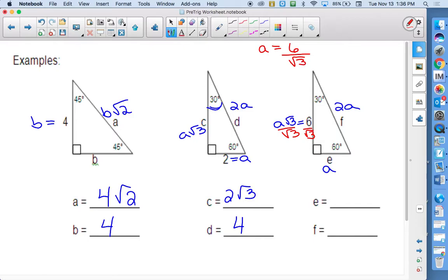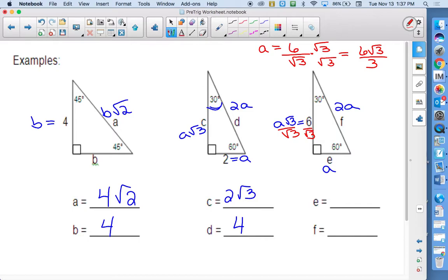Nick, do you think we can leave it like that? No. What do you have to do? You have to get the square root out of the denominator. So what do we multiply by? The square root of 3. So we've got to get that square root out of the denominator, so we'll multiply both top and bottom by the square root of 3. So then we have 6 square roots of 3 divided by 3.